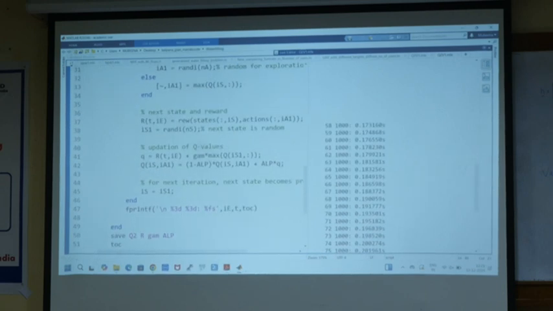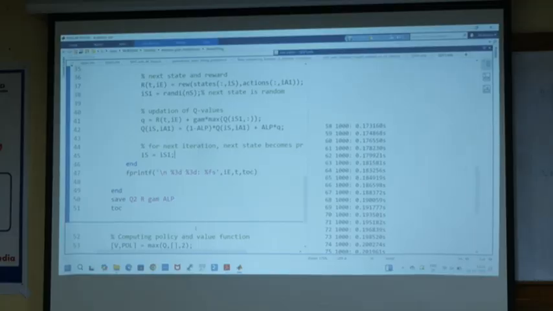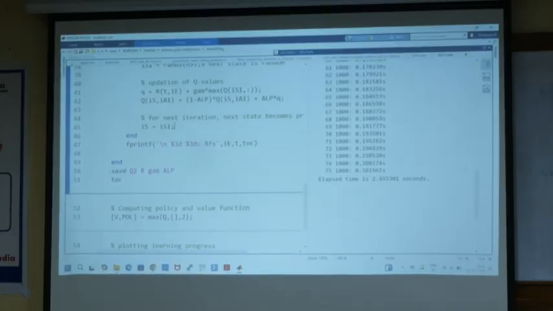So here I update the Q values similar to the previous. I write the same equation here, update the Q values, and proceed to the next iteration. I change the variable is equals to is1, and it will go to the next iteration, and this will go on. After that I save this reward in the Q2 file. Gamma is the discount factor, alpha is the learning rate.